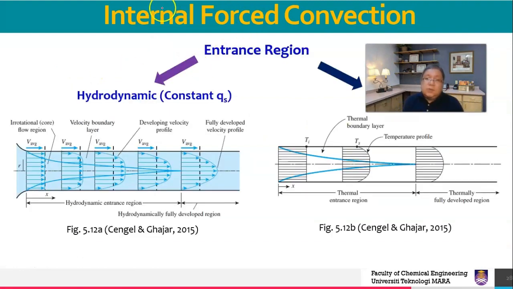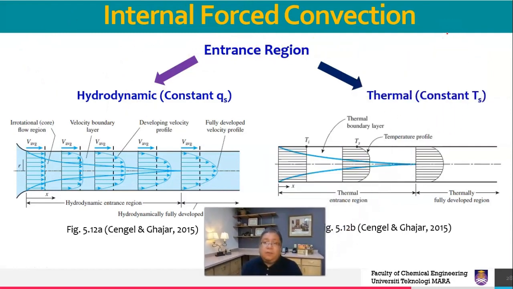This one is also just like external forced convection. You have hydrodynamic, whereby it is constant Qs, and this one is constant Ts. But the difference is that the no slip condition will be on two sides, the wall side, above the wall and below the wall. Of course the maximum velocity will be at the center of the fluid, sometimes called the bulk fluid.